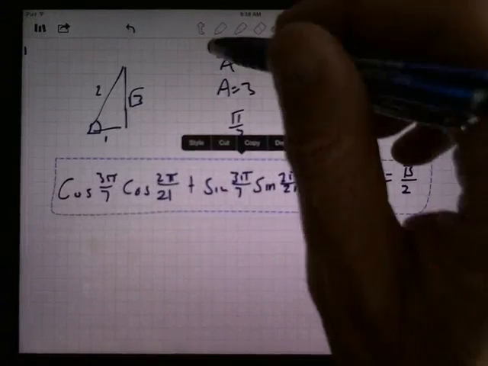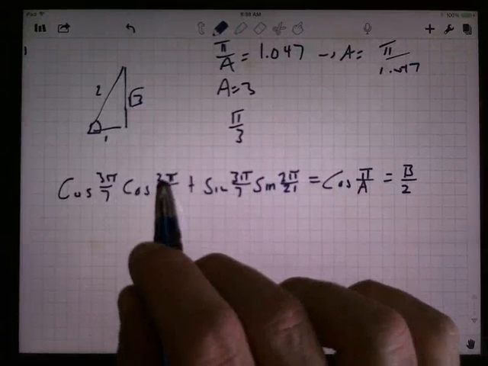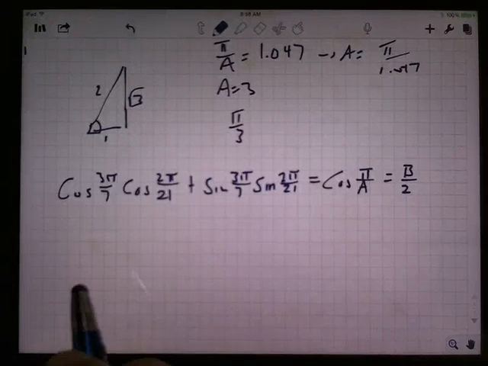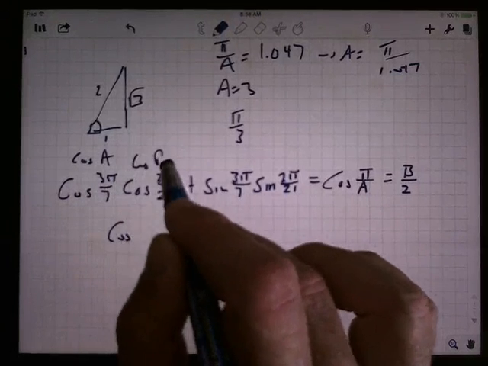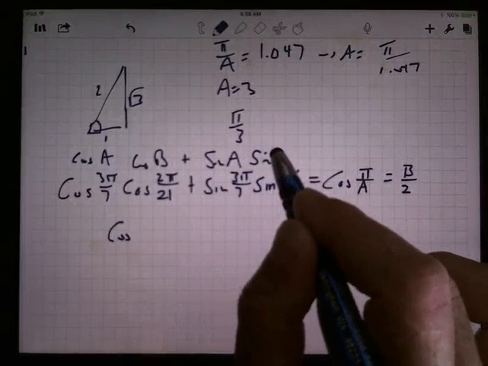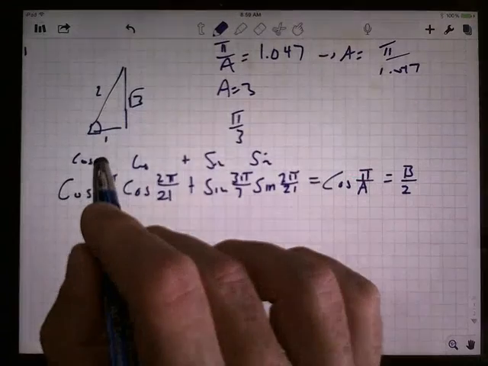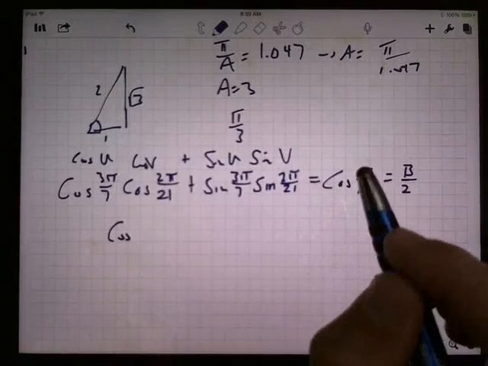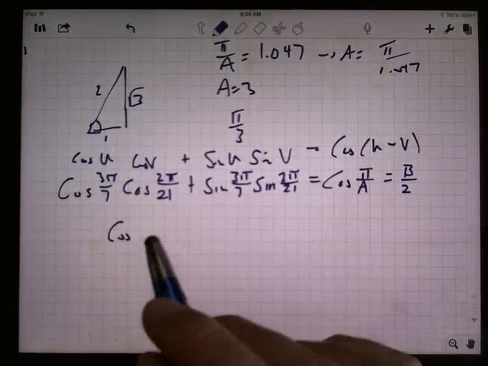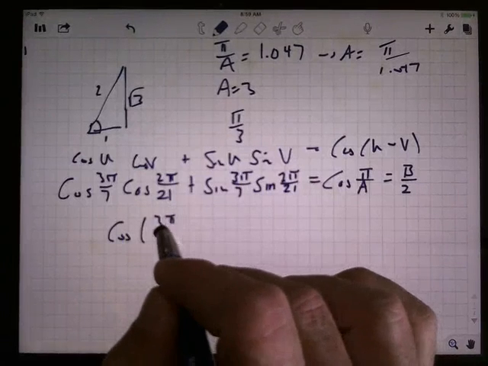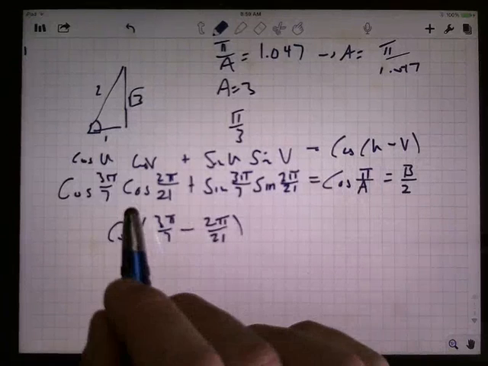So let's do this again a different way. This is noticing that, hey, it's the same angle, 3 pi over 7 here, 3 pi over 7 there, 2 pi over 21, 2 pi over 21. This looks like an identity. This looks like a cosine. If this is cosine A cosine B plus sine A sine B, oh sorry, I'm already using A's and B's. So let's do cosine U cosine V plus sine U sine V. So this should be the cosine of U minus V. So in particular here, this should be the cosine of 3 pi over 7 minus 2 pi over 21, right? U minus V, so this one minus that one.